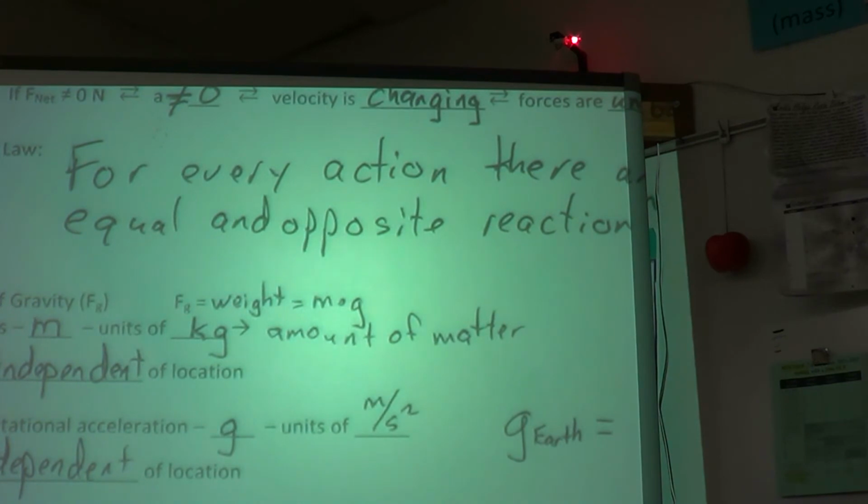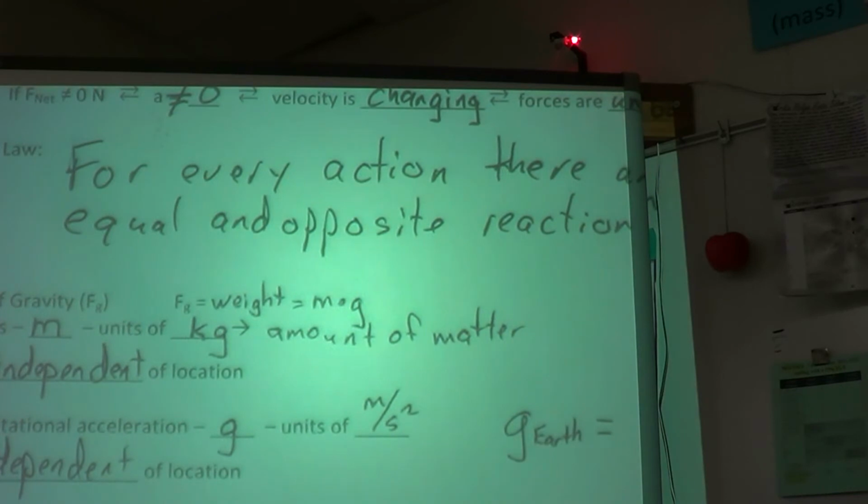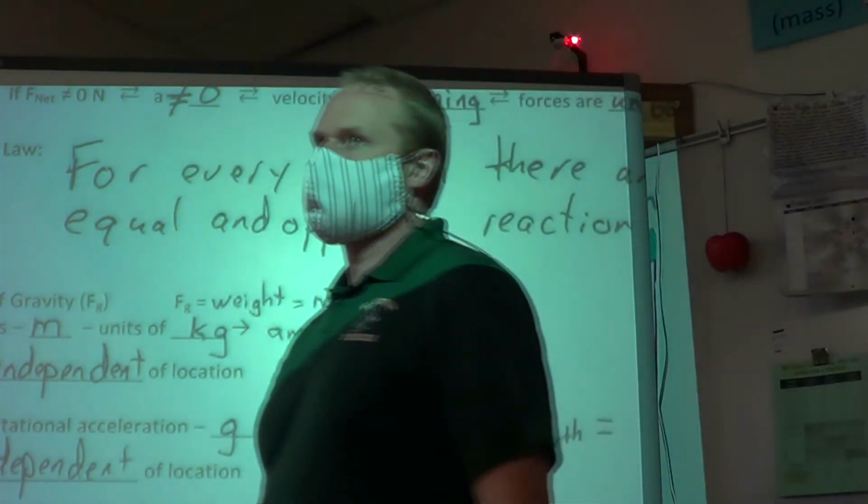What did I always write? Negative g, and then I wrote, which is equal to negative 9.8 meters per second squared. I always wrote negative g, and then I wrote is equal to 9.8 meters per second squared. Now, based on that, what's the value of g?